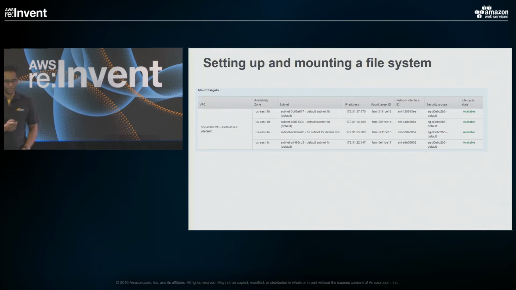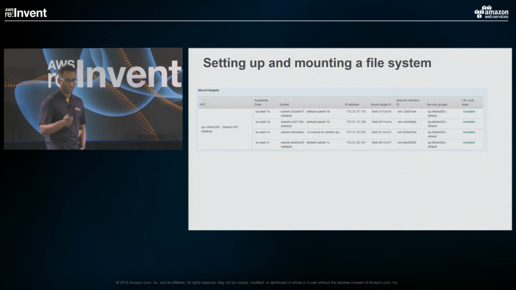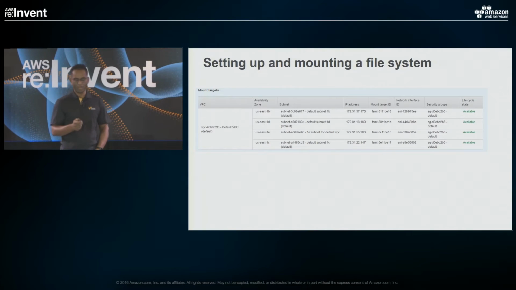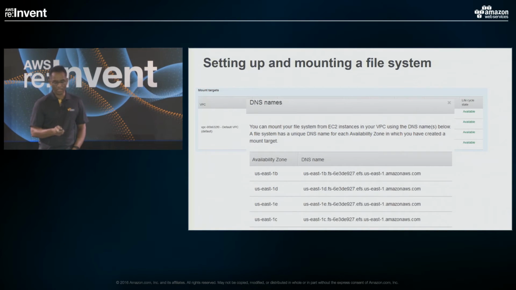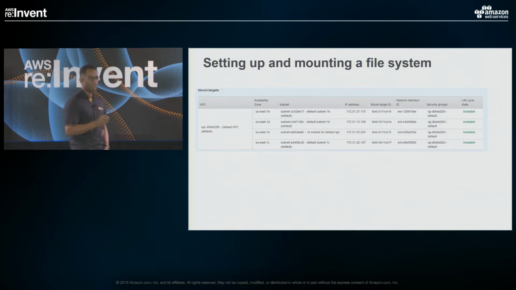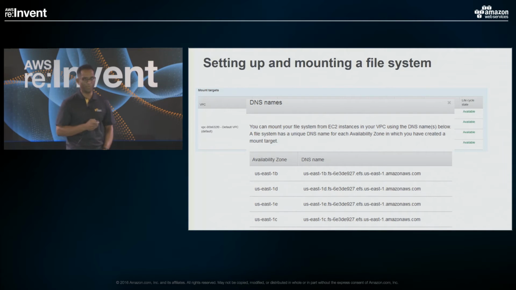So when you create a file system, you'll see that it creates what are known as mount targets. Mount targets are endpoints within each subnet across different availability zones within your VPC. What mount targets enable your EC2 instances to do is connect to your EFS file system via a local IP address, an IP address that's local to that subnet. You can connect via IP address. You can also connect via a DNS endpoint as well.